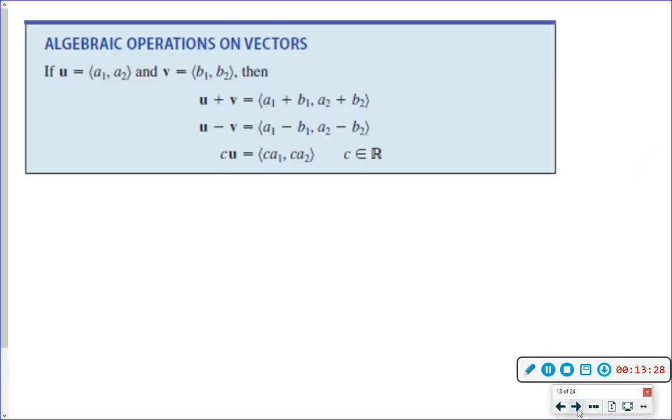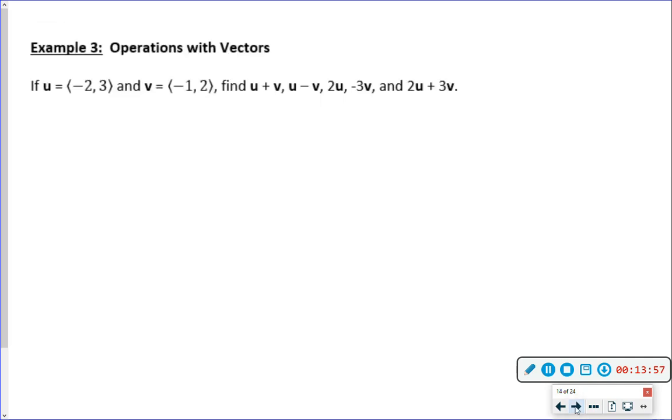Algebraic operations. So this is all on your sheet. There's nothing for you to write down. Again, I'm looking at this and it's common sense to me. If you want to add two vectors together, you're going to add the first values and then the second. If you're going to subtract them, you're going to subtract the first values and then the second. If you're multiplying by a scalar, you multiply everything in your vector's component form by that scalar. Next page. Look at us go, class. We might get it all done. I hope not.